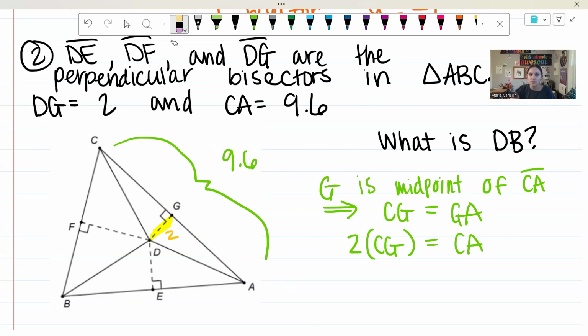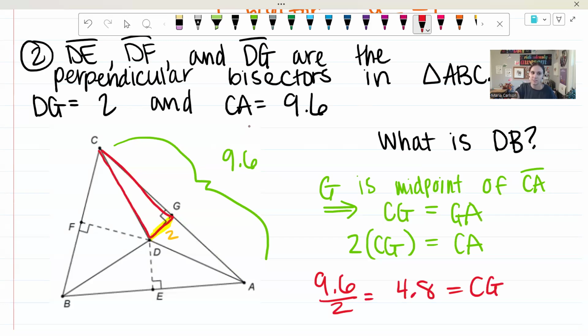Which forms a right triangle with either DC, right? I have triangle DGC, or I have right triangle DGA. So if I think about just DGC, well, half of 9.6 is 4.8. So that means CG is 4.8 units. So this side right here is 4.8, and DG is 2. So now I can find this hypotenuse, right?